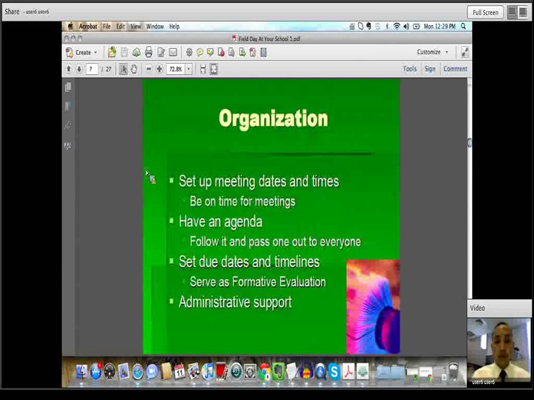Organization is also critical to a successful day. It's important to set up meeting dates and times and have an agenda. Follow it and pass it out to everyone. It's important to set due dates and timelines. Due dates can serve as a formative evaluation to see if you are getting the equipment, the resources, and anything that you might need for your particular day. You also need administrative support.